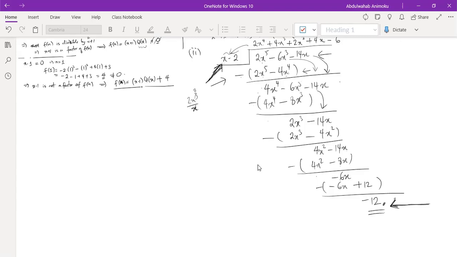Okay, so this will be the remainder, which means the original problem, the dividend, can be written as what? The divisor multiplied by the quotient. The quotient is quite long. Then plus the remainder, which is minus 12. So this is the solution to the problem.